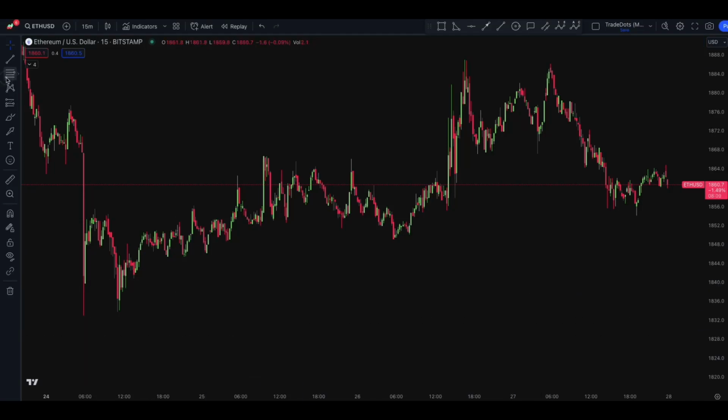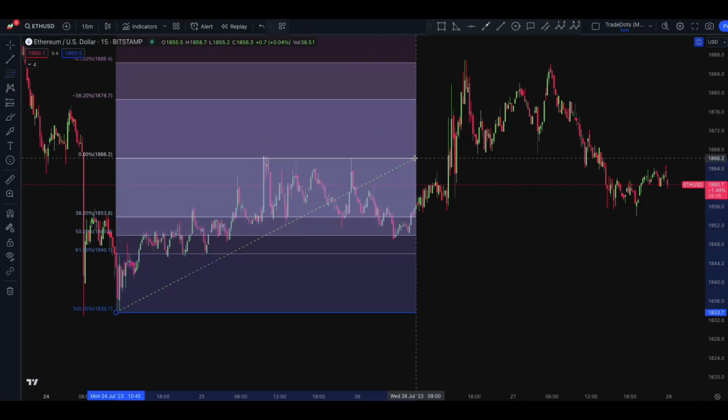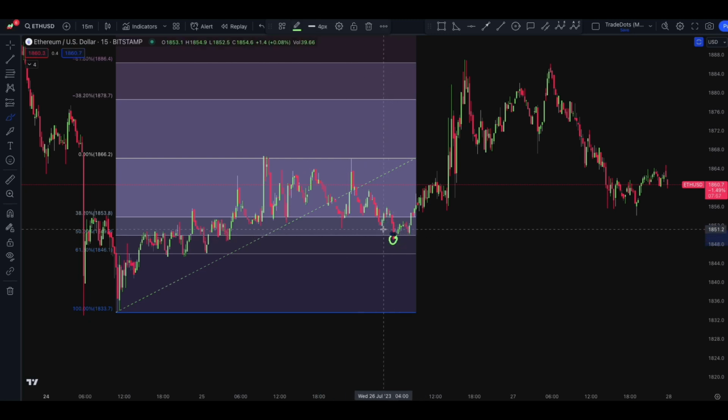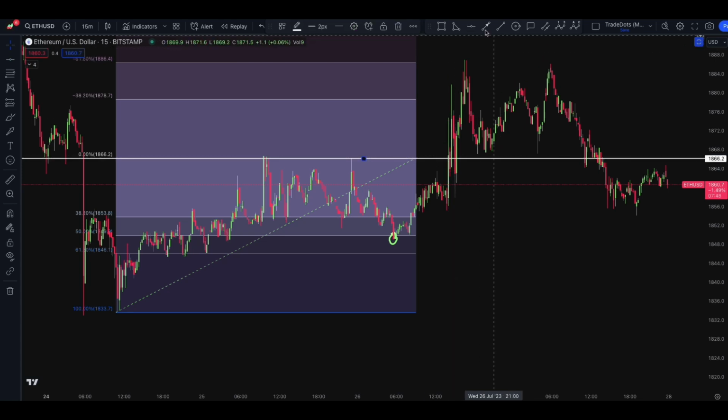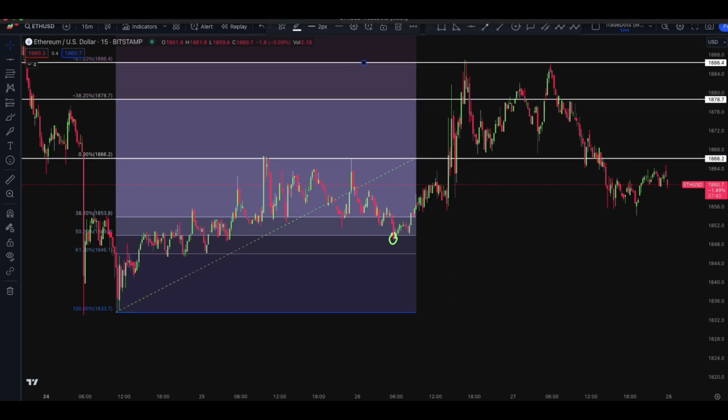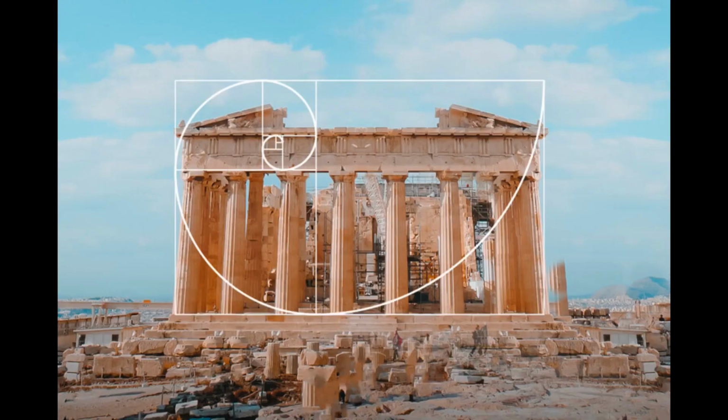In this video, we will demonstrate how to effectively identify the optimal entry point for any trade, whether it be cryptocurrencies, forex, stocks, or indexes, using the Fibonacci retracement strategy. The Fibonacci sequence is not only found in nature, art, and architecture, but also in trading. Let's dive right in.